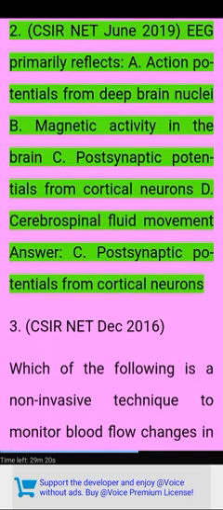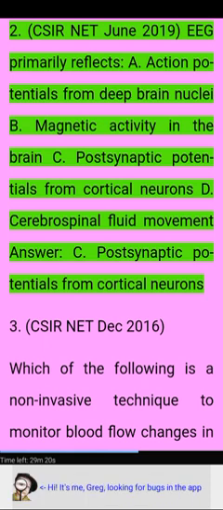CSIR NET June 2019. EEG primarily reflects: A. Action potentials from deep brain nuclei. B. Magnetic activity in the brain. C. Postsynaptic potentials from cortical neurons. D. Cerebrospinal fluid movement. Answer: C. Postsynaptic potentials from cortical neurons.